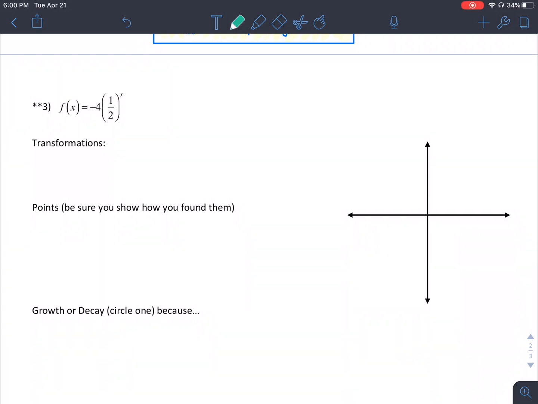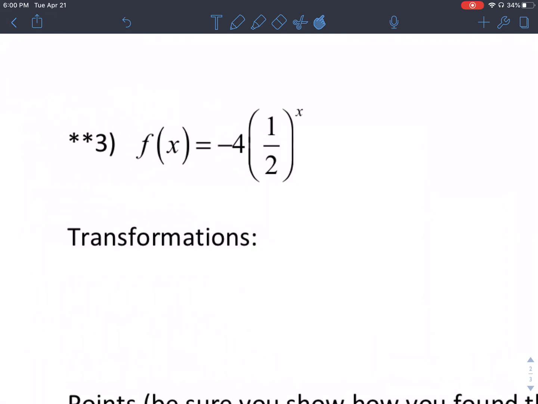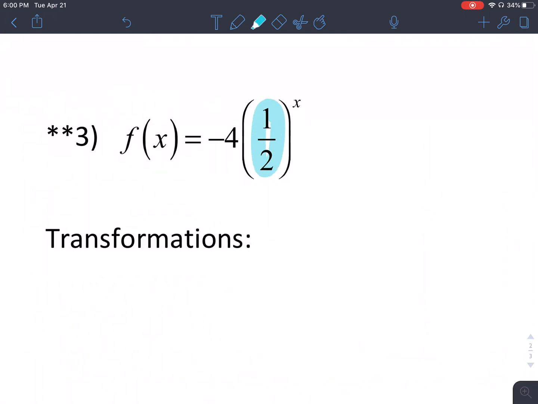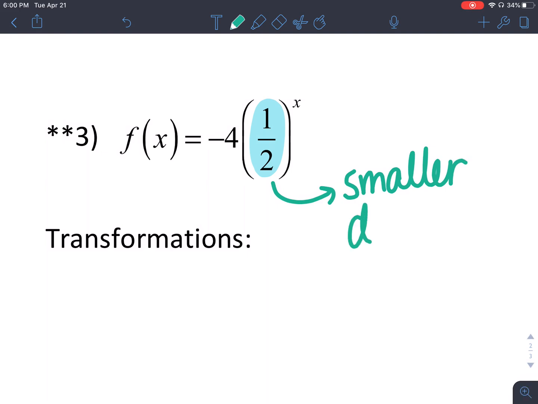All right, I figured it would be easier, instead of just sending a key, to explain this problem, just in case you need a little more help. So the first thing I see here is that I have a base of 1/2. Whenever I have a base of 1/2, I want to think: if I multiply something by 1/2, is that value going to get larger or smaller? If I multiply something by 1/2, that is definitely getting smaller, which means that this is a decay.